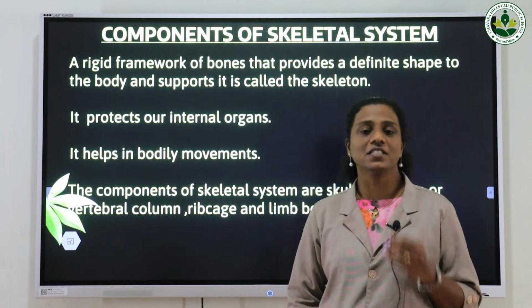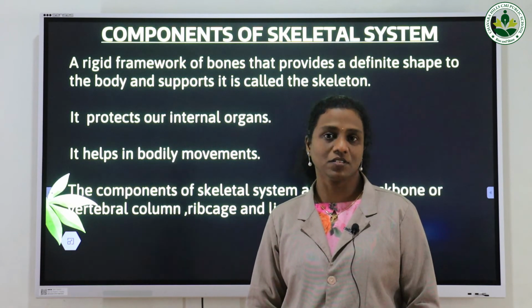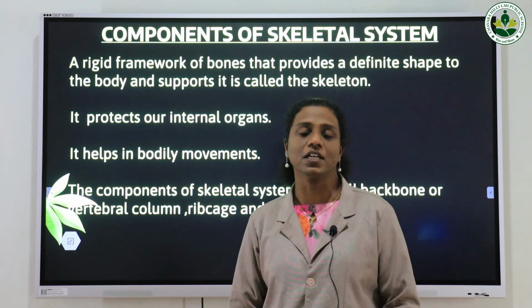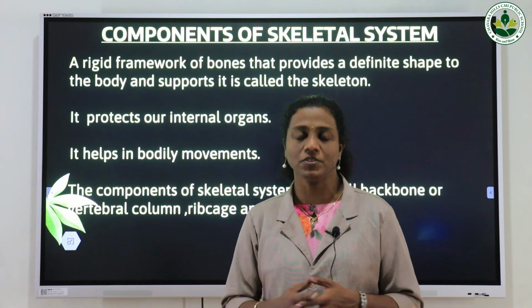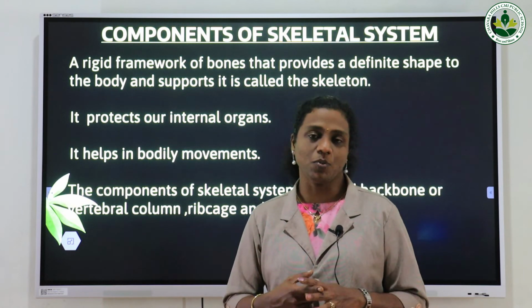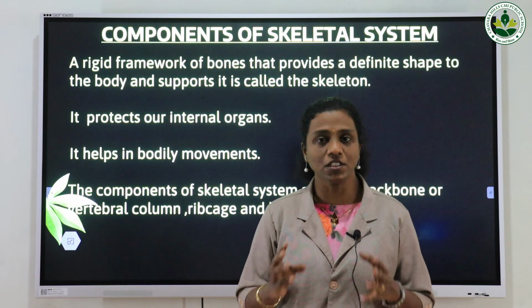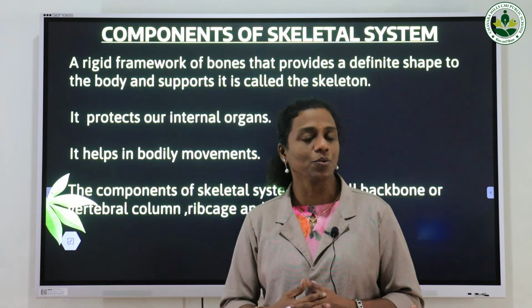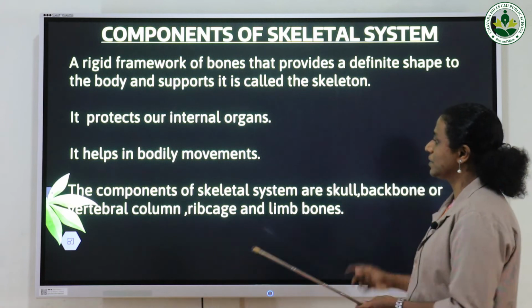Then our skeletal system is divided into skull, backbone, ribcage and limb bones. So mainly 4: skull, backbone, ribcage and limb bones. One question you can expect from there: which are the main parts of our skeletal system? Skull, backbone, ribcage and limb bones. Then you are studying 2 more points here. The bony eye socket protects the eyeball, and the hip girdle protects the urinary bladder. So we studied the components of the skeletal system.